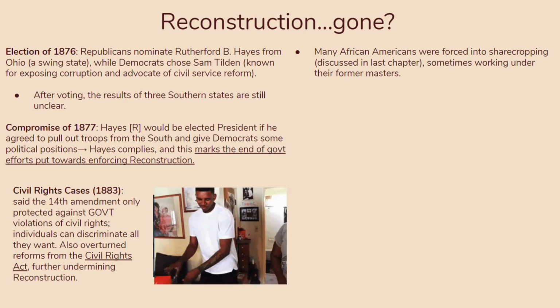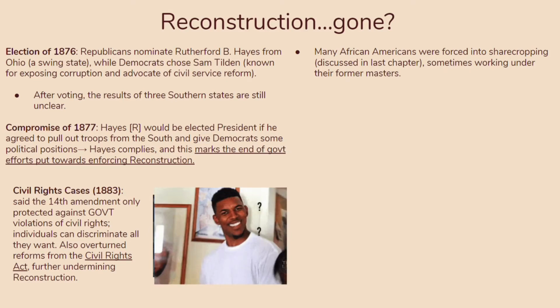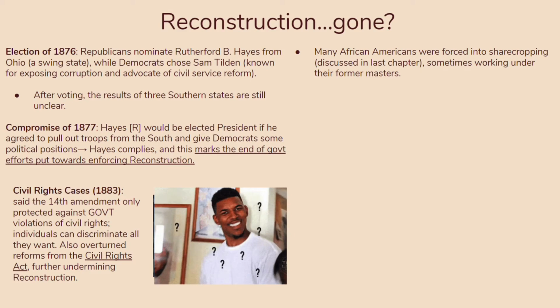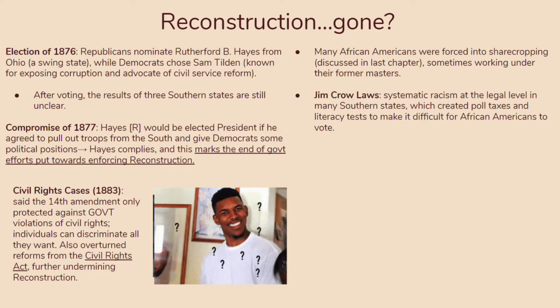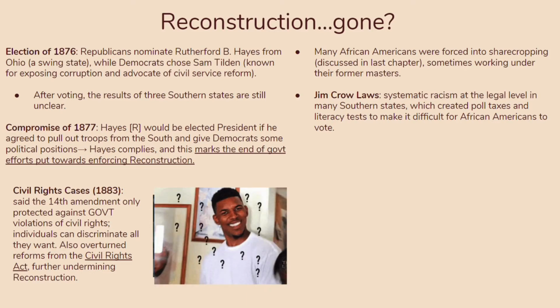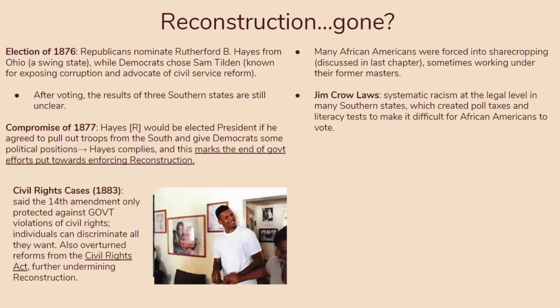Because although they're technically not slaves, they're probably still going to be treated like it, because there's this sort of racial superiority complex that the former slave masters had. And Reconstruction was further undermined with the Jim Crow laws. This was systematic racism at the legal level, and it was implemented in many southern states. It created poll taxes and literacy tests to make it more difficult for African Americans to vote.